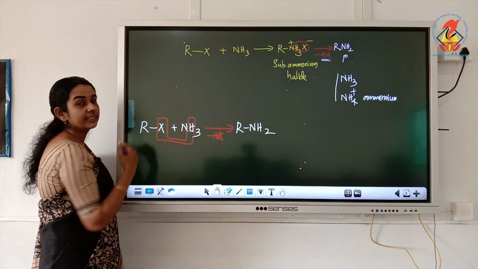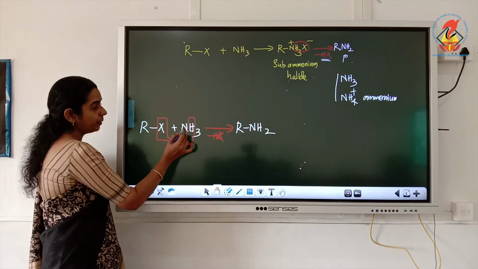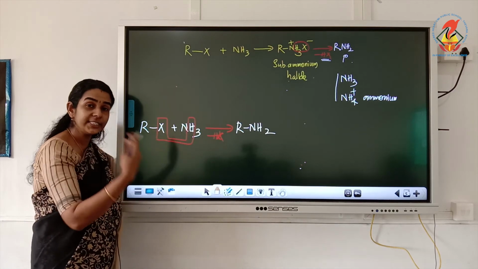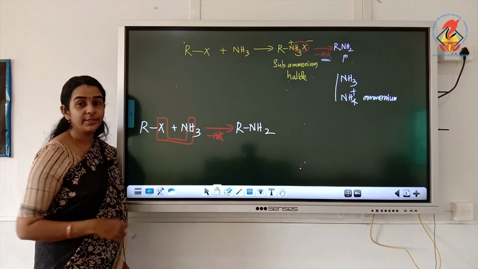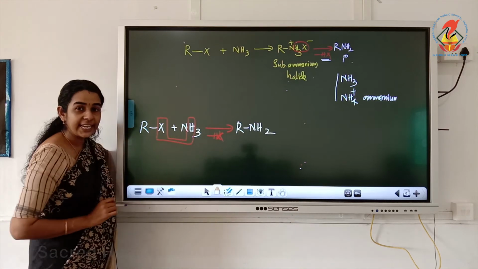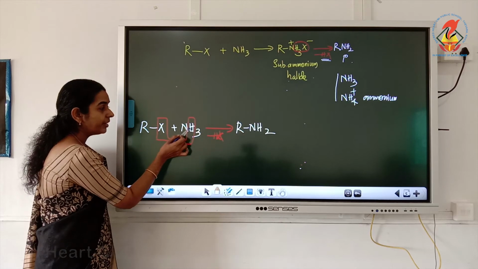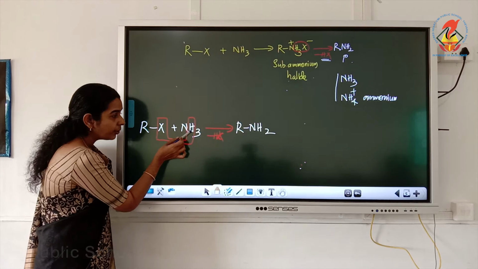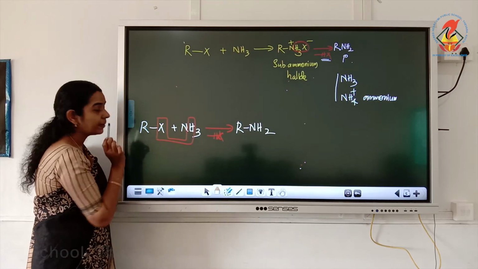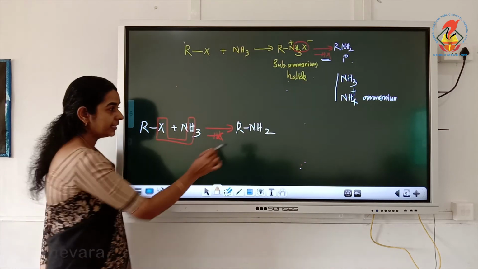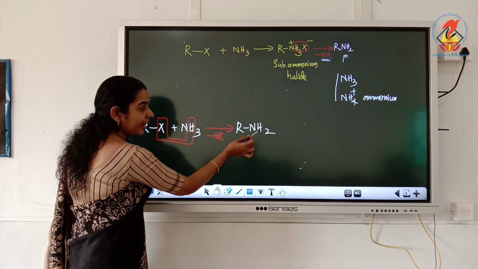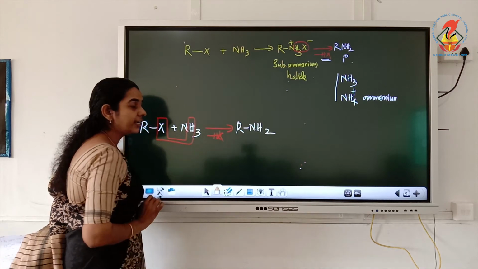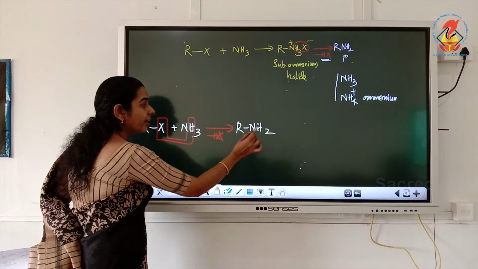Now look at this structure of ammonia here. Ammonia formula is NH3. So what is happening to ammonia during this reaction? When it reacts with RX, one hydrogen of ammonia is replaced by one alkyl group, isn't it? So NH3 became RNH2.